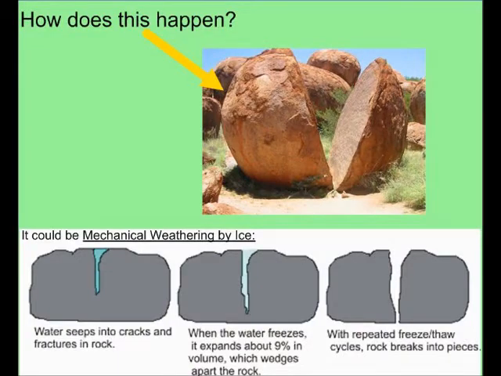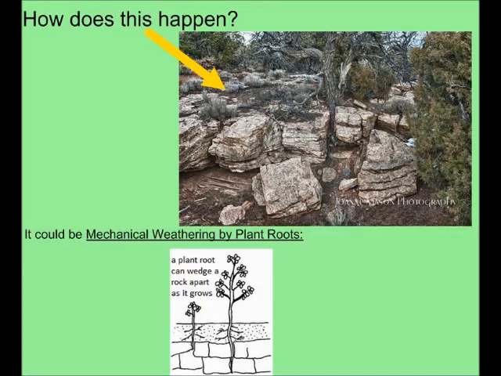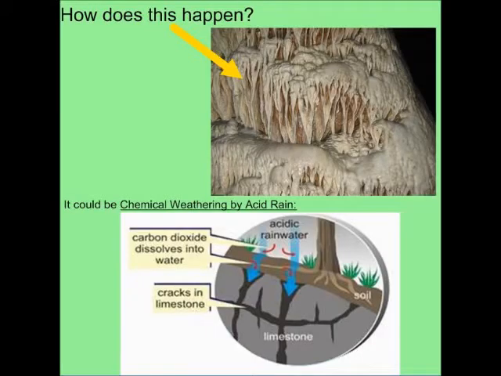An example of a rock like this could have been caused by mechanical weathering by ice. This is where water seeps into a crack, it freezes and expands, and then it can split the rock where that crack was. This is an example where a plant root has wedged its way between a crack in a rock, expanding the crack.